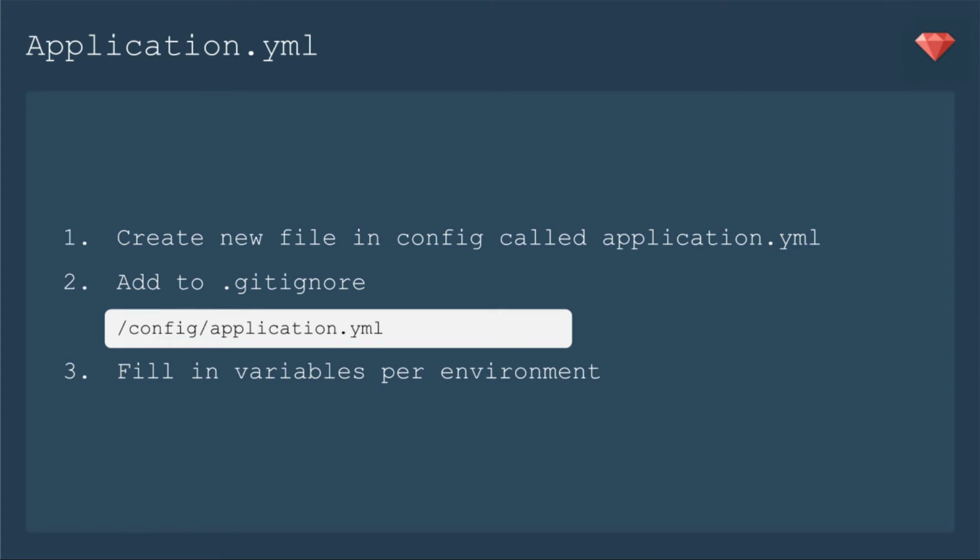Next up, we need to edit our application YML. You'll create a new file in the config folder called application YML. And you'll need to add it to gitignore. This is very important. You don't want to share all your secrets with the world, so do not commit it. Then we'll fill in the variables per environment.